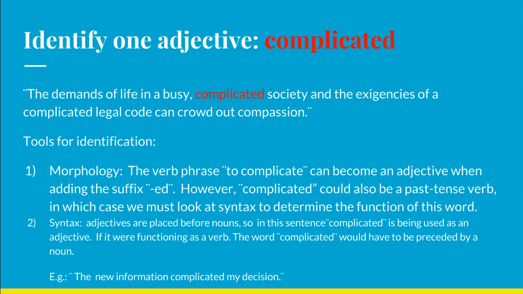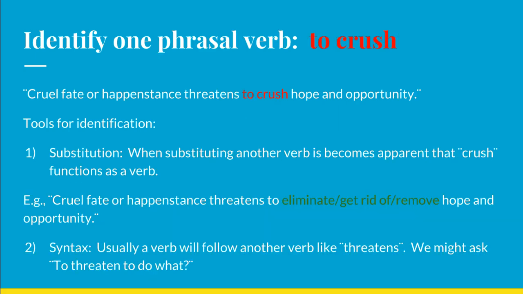And I put an example here at the bottom. The new information complicated my decision. In which case we must look at syntax to determine the function of this word. So that takes me to syntax. Adjectives are placed before nouns. So in this sentence, the word complicated is being used as an adjective. If it were functioning as a verb, the word complicated would have to be preceded by a noun.